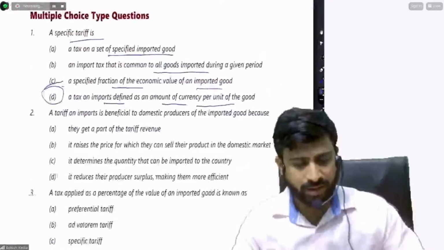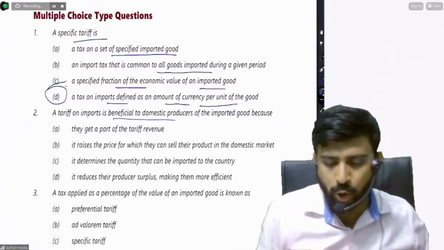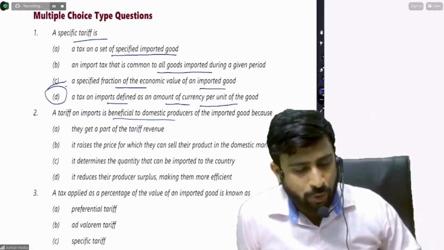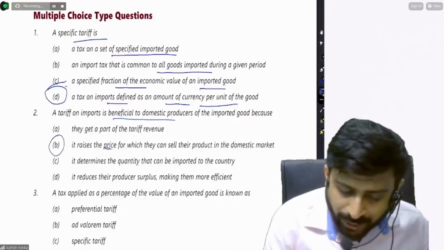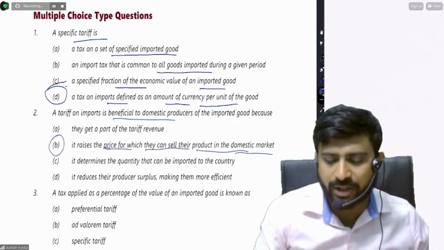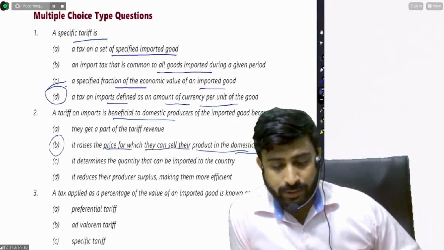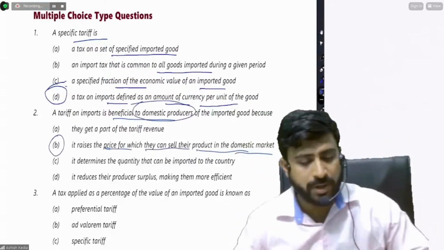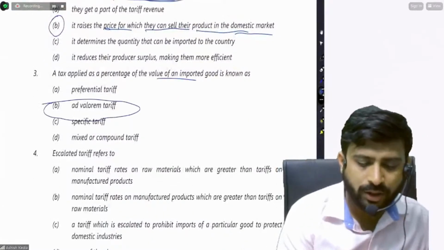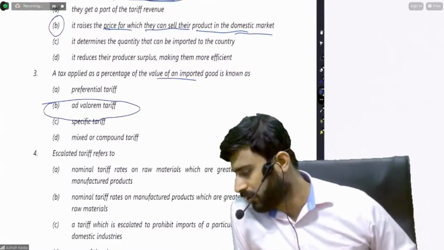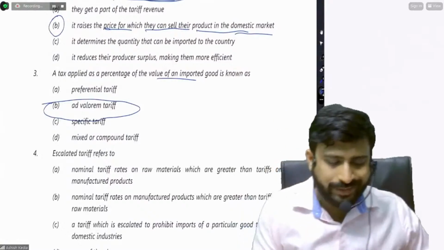Tariff on imports is beneficial to domestic producers of the imported goods. Why? Because it raises the price at which they can sell their product in the domestic market. Therefore, it is beneficial to domestic producers. A tax applied as a percentage of value is called what? Ad valorem.